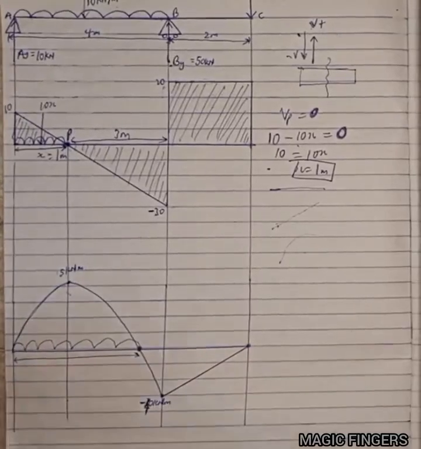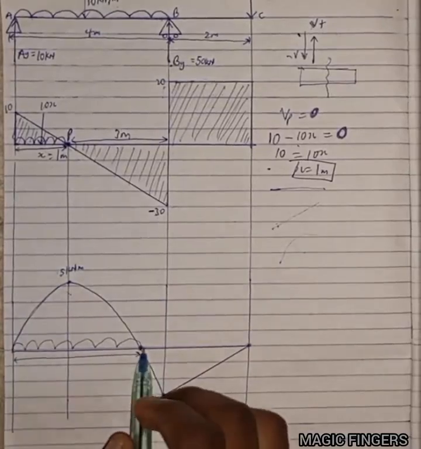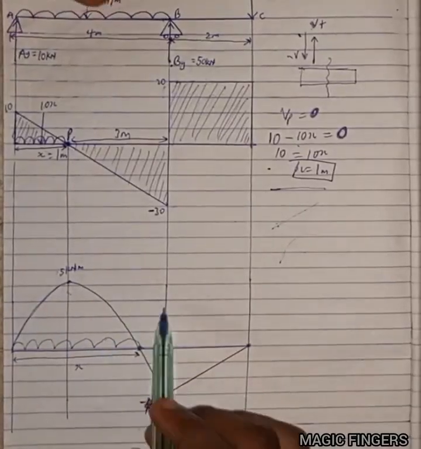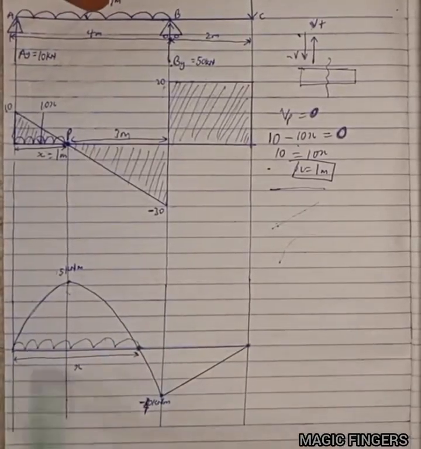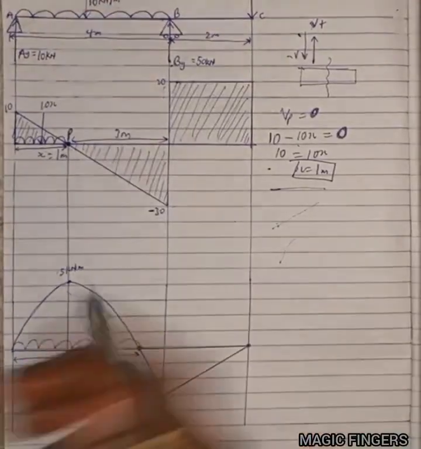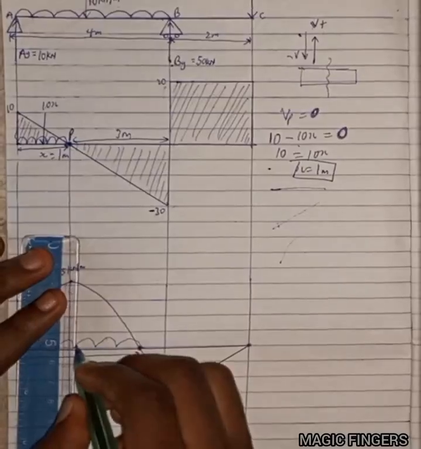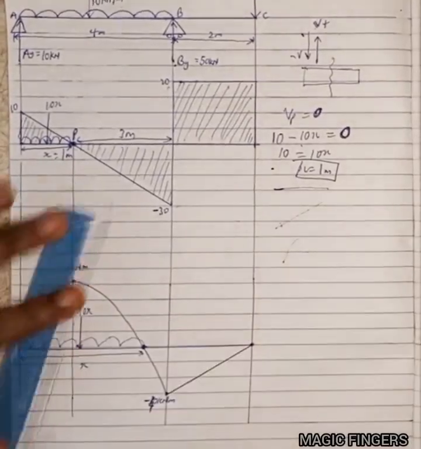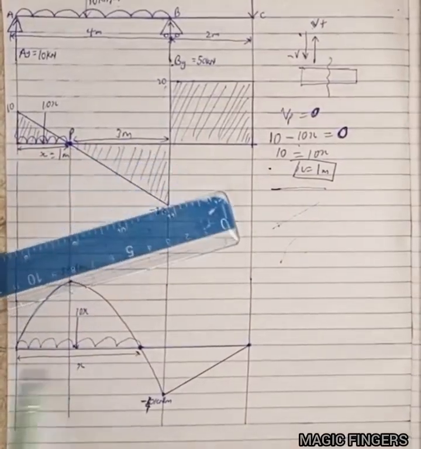Let me say the point where this bending moment diagram is equal to 0, let me call that point x. So remember, 10 kilonewton per meter times x will give me 10x. And that 10x will be placed somewhere here. And remember, this 10x will be placed at the centroid of this line.